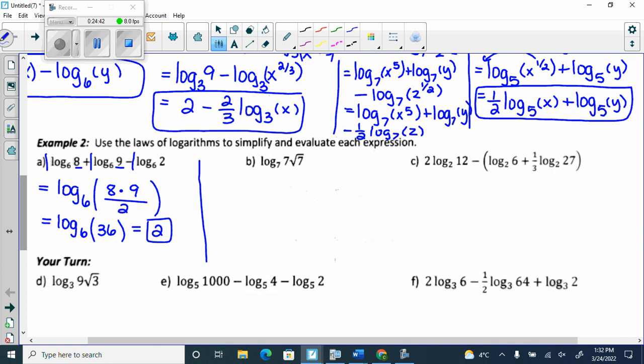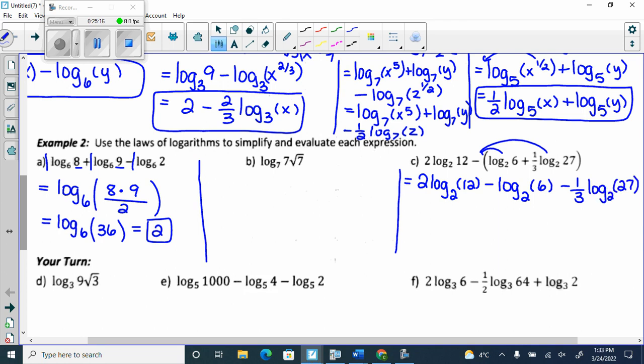We're going to skip B for a second here. We're going to look at C. What is the catch with C? There's stuff in brackets. How do we get rid of the brackets? Distribute the -1 in. So that's going to be our first step. We're going to get 2 log base 2 of 12 minus log base 2 of 6 minus 1/3 log base 2 of 27.